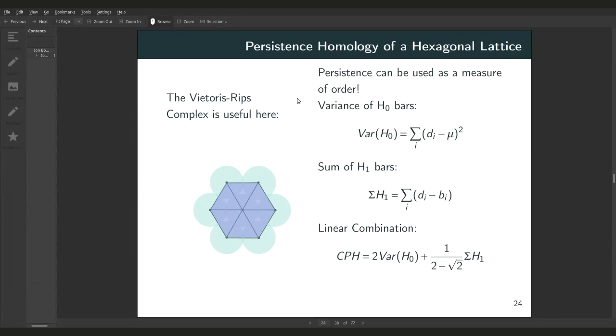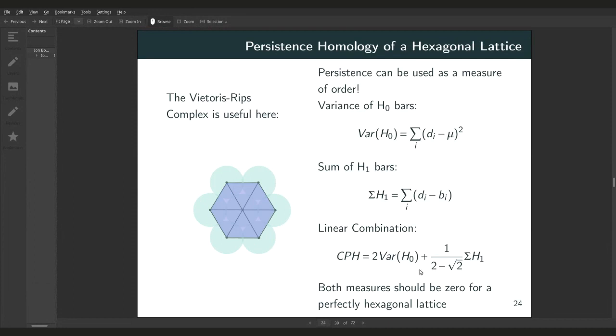If I'm computing persistence using the Vietoris-Rips complex over a whole system, the variance in H0 should be 0. I should end up with a whole bunch of bars that are exactly the same length. So any variance in that is going to indicate some sort of defect. And in a perfect lattice, I'm going to have no H1 bars, so anything in H1 is also an indicator of a defect. We could do the sum of the bars in H1, and I can do a linear combination of these two statistics.